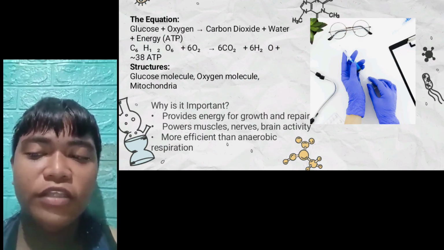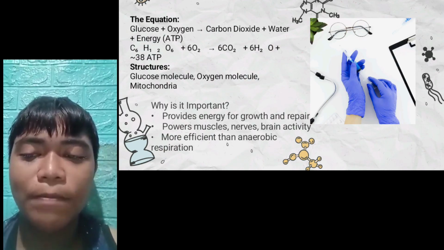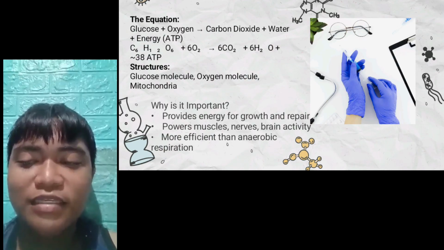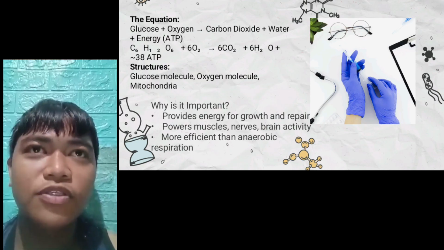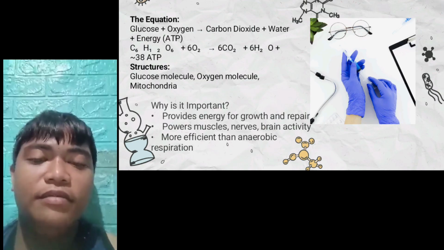Third is mitochondria. Mitochondria, often called the powerhouse of the cell. This is where most of cellular respiration takes place. Remember this: powerhouse of the cell.